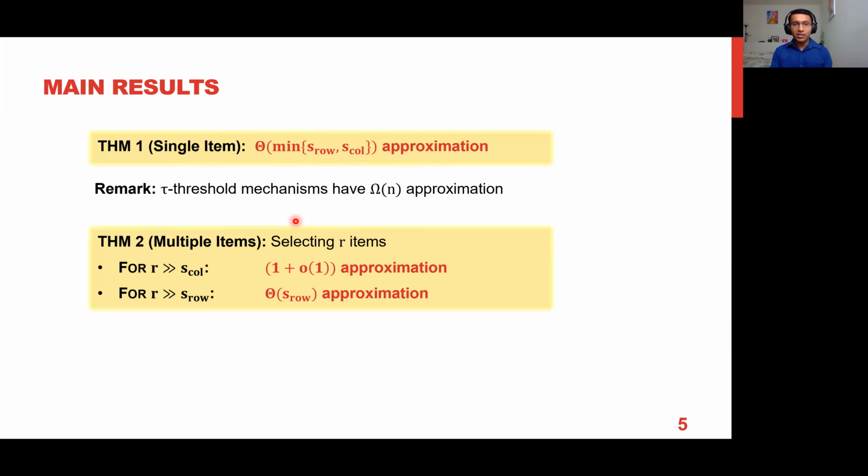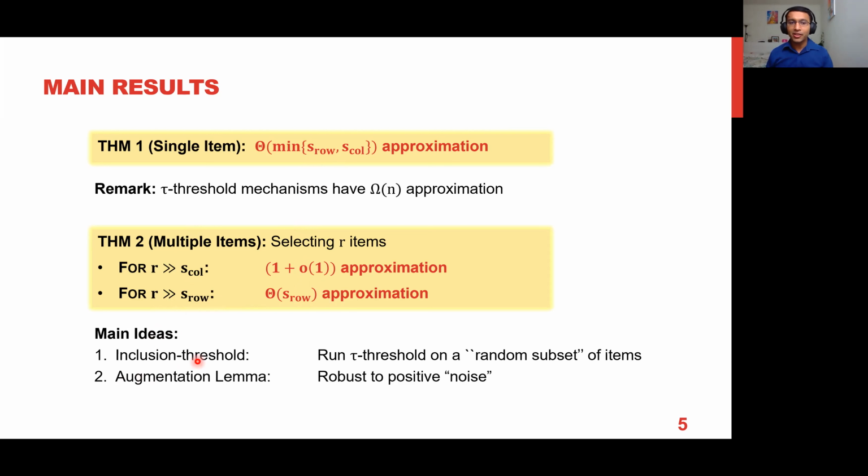What we show is that in the multiple items case, you can also get approximation ratios where, when the number of items you're selecting is much more than the column sparsity, this ratio approaches 1. On the other hand, when the number of items is much more than the row sparsity, you cannot actually get any improvement. So there's a difference between the row and the column sparsity in these settings.